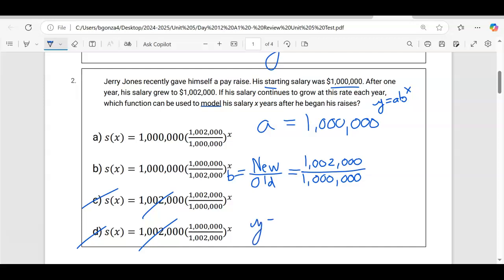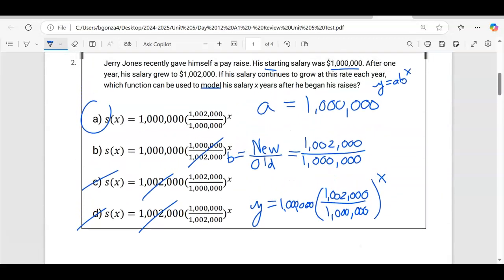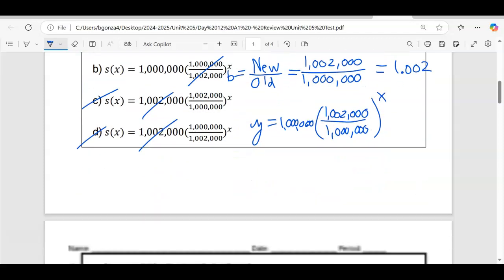So what would it be? Y equals 1 million, and then 1,002,000 over 1 million to the power of x. So the best answer is A. Cool. All right, and you can also tell because it's increasing each year because it grew, and the fraction has to reduce to something greater than 1, right? 1.002 is greater than 1. Yet this over here is not going to be greater than 1. It's not going to grow.